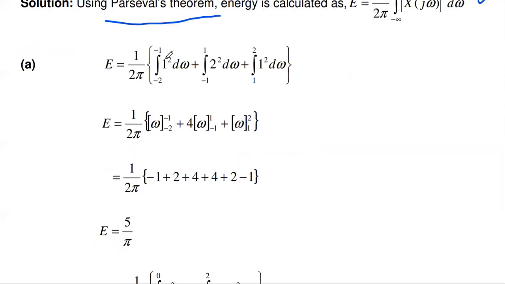So this 1 squared is a constant, you take it outside. Similarly, 2 squared is 4, you take it outside. Except that, only the integration of d omega is there. Integrating d omega, we get omega with the limit -2 to -1. In the second term, taking 4 as common, integrating d omega we get omega with the limit -1 to 1. Similarly, for the third, we get omega with the limit 1 to 2.